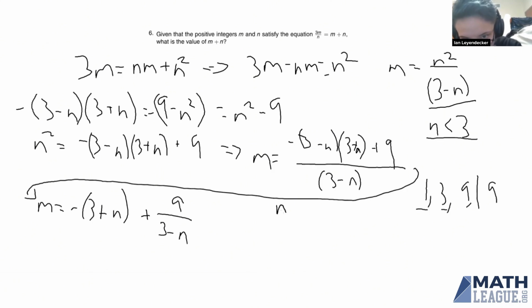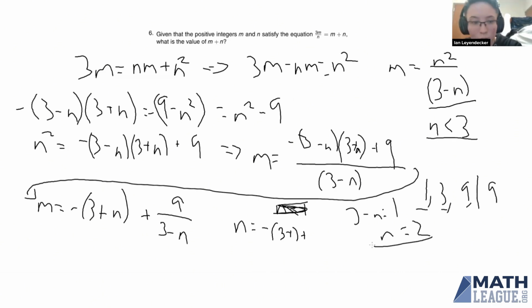And if n equals 1, then m equals... well, I made a mistake. I apologize. We know that 9 is divisible by 9, 3, or 1, and that n has to be a positive integer less than 3. So we can't get that 3 minus n is equal to 3 or 9. So 3 minus n equals 1 and n equals 2. I apologize greatly for that.